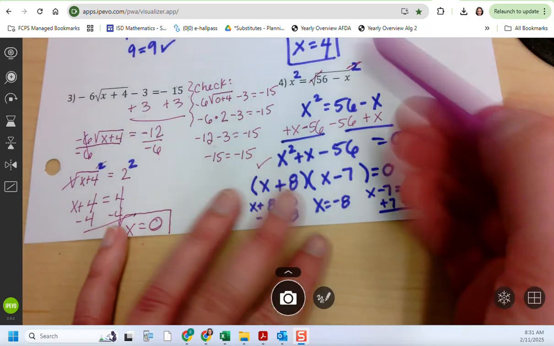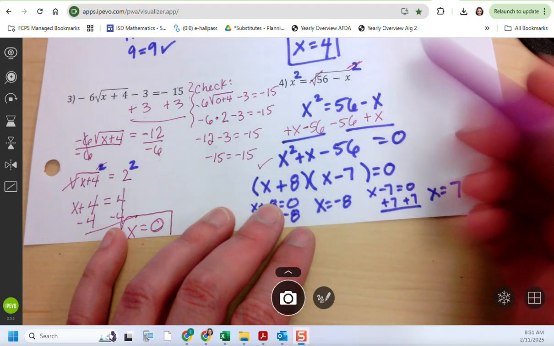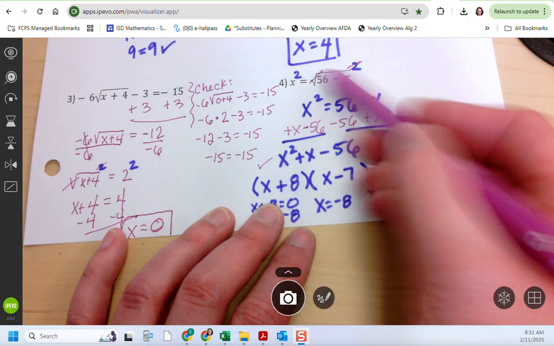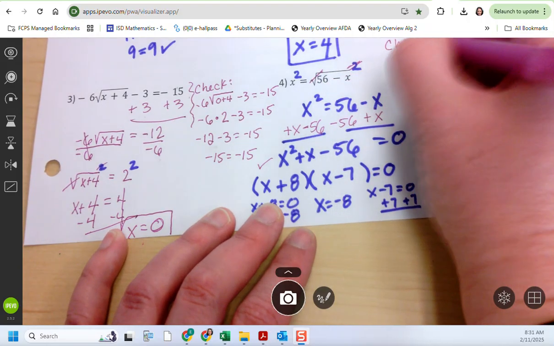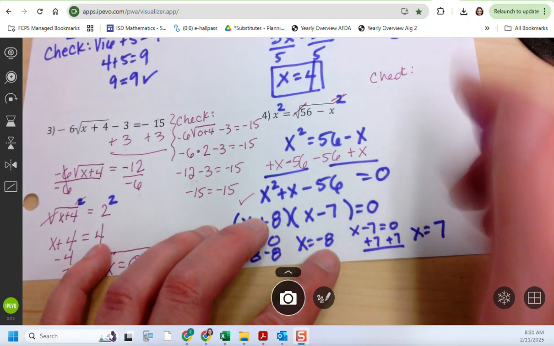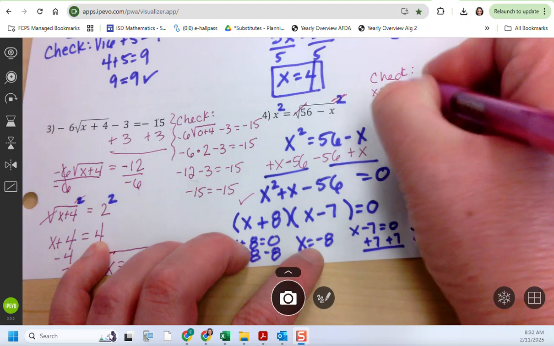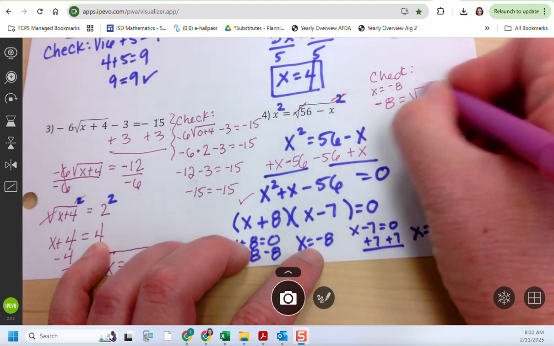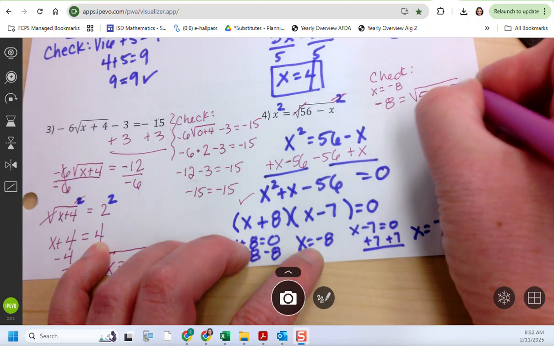All right, so when you check them, use your original equation, not the one that you squared. So the original equation is x equals square root 56 minus x. So I'm going to check over here. I'm going to check x equals negative 8. Negative 8 equals square root of 56 minus negative 8.